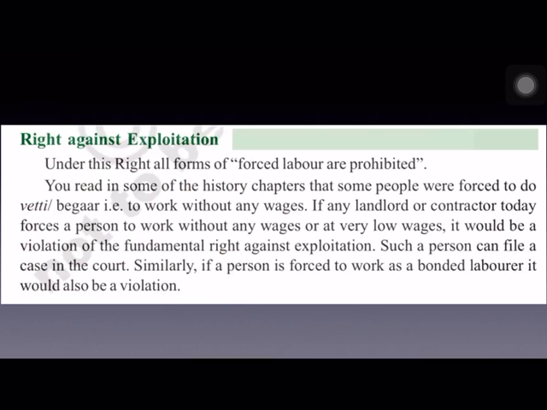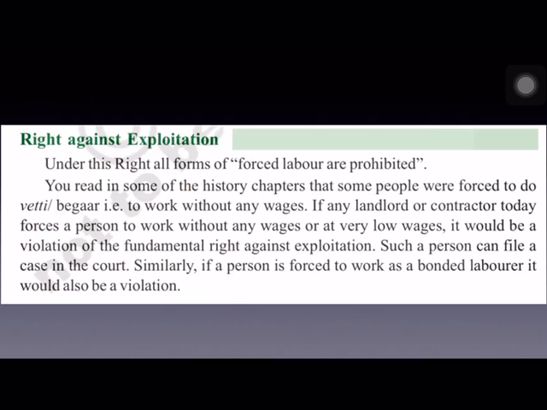Because in the past we had vetti or beggar. Vetti or beggar means bonded labor. The people used to work but no wages were paid to them. That is called beggar or vetti. Without any wages, people are made to work. They are forced to work.